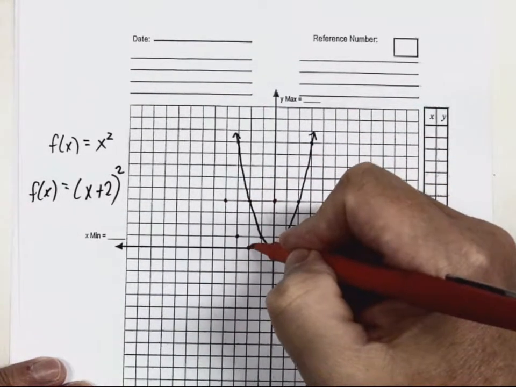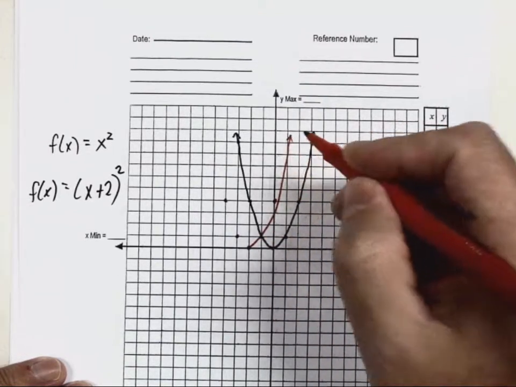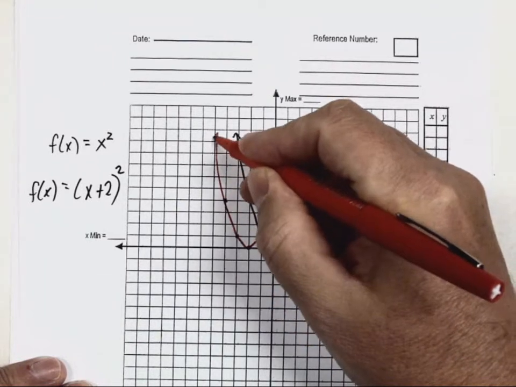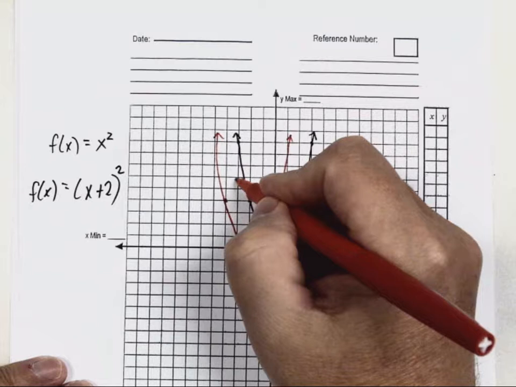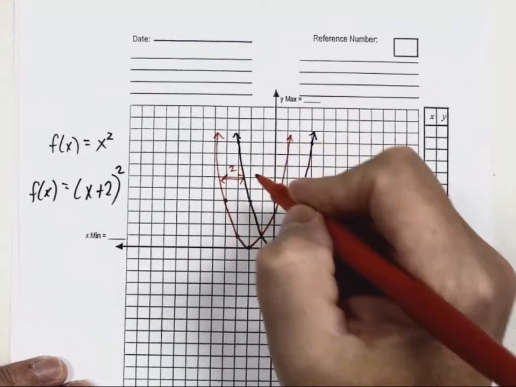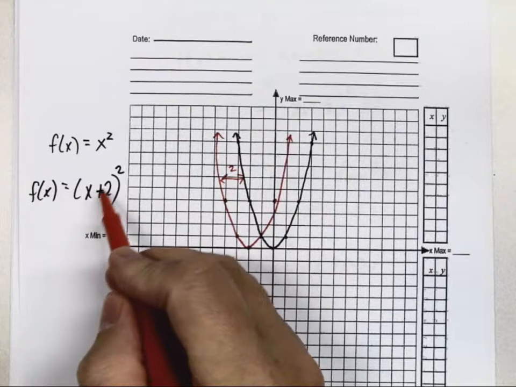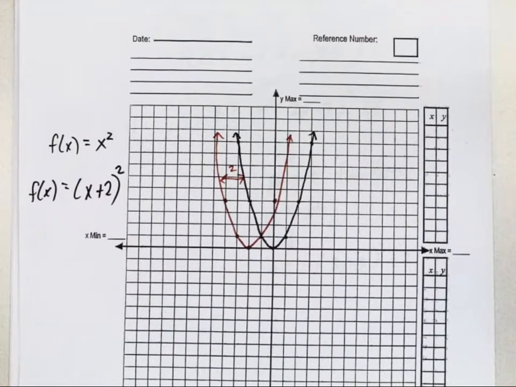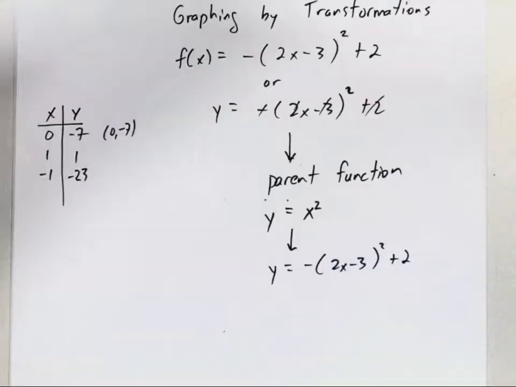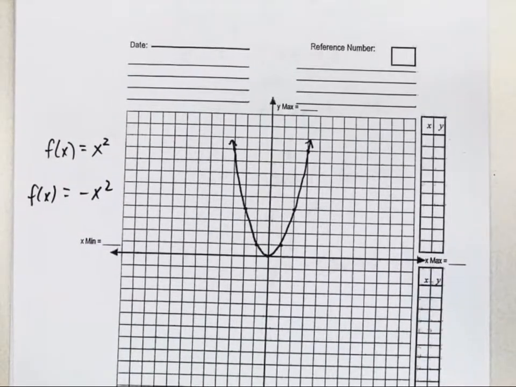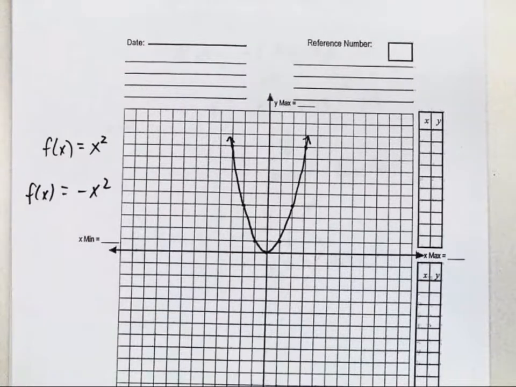And then you can see how the whole graph, I've moved it or shifted it to the left by 2. That's the impact of adding 2 to the x inside the parent function. One last example, just to sort of understand it. How about if I stick a negative sign in front of the function? This is outside the function.